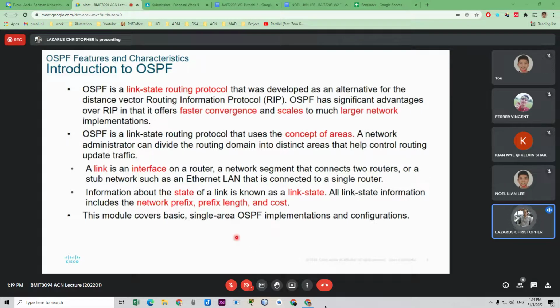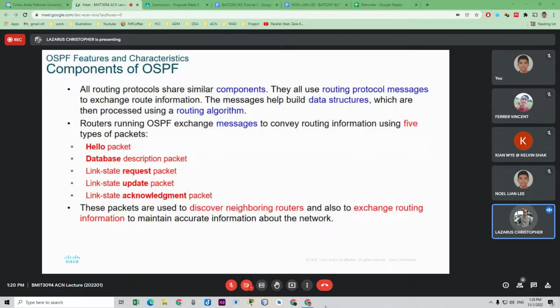All right, so we're going to focus on single area OSPF implementation and configuration. Configuration wise, we've already covered it earlier, right? All routing protocols, because they are routing protocols, share common functionality or similar components. For any routing protocol, they need to share information.